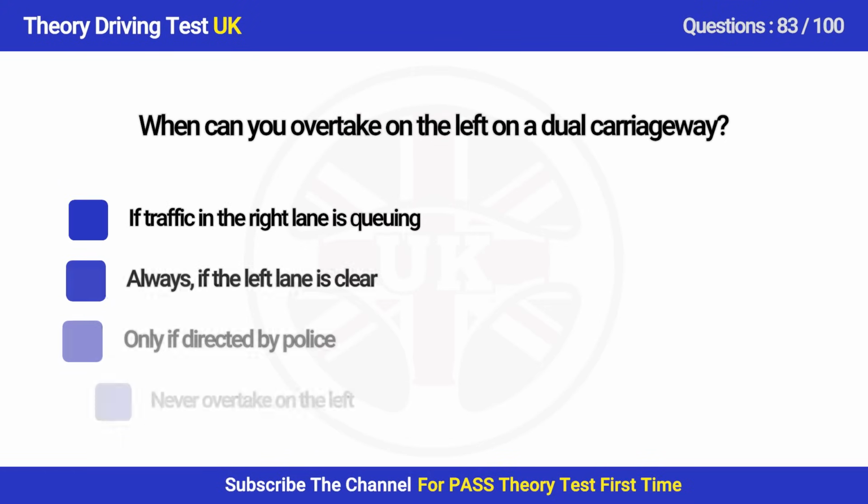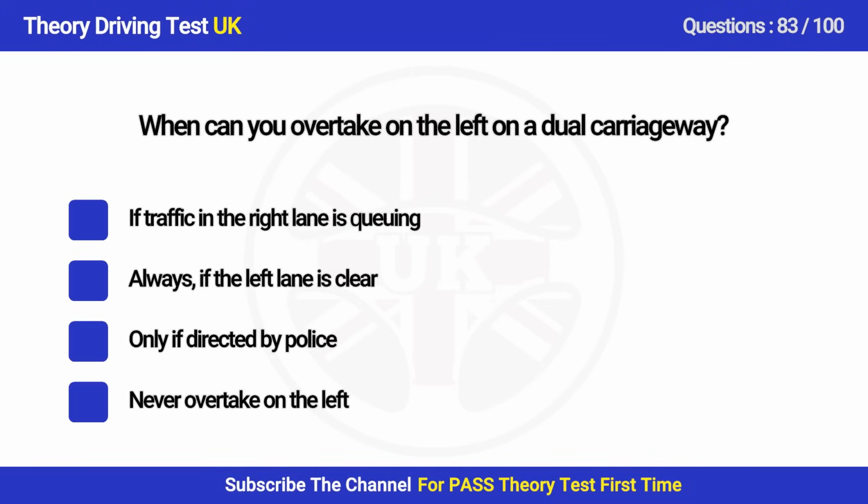Question 83. When can you overtake on the left on a dual carriageway? A. If traffic in the right lane is queuing. B. Always if the left lane is clear. C. Only if directed by police. D. Never overtake on the left.